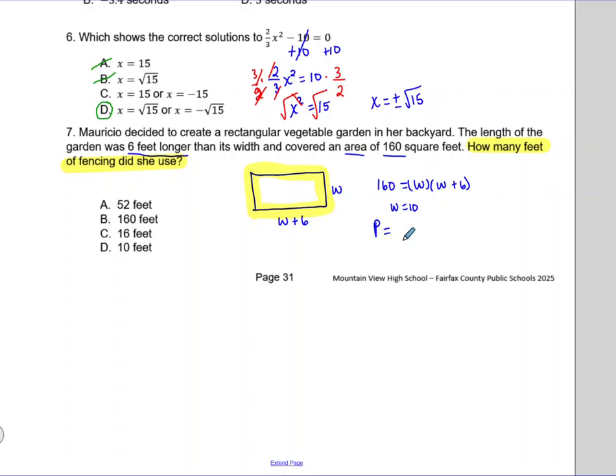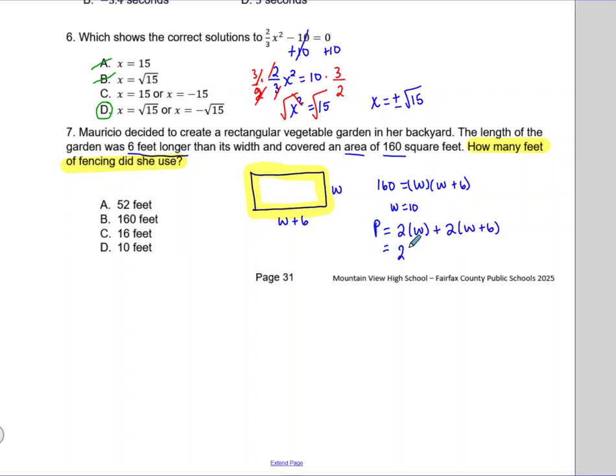So remember, the perimeter is 2 times your width plus 2 times your length, and remember your length is w plus 6. The w plus 6 came from this, 6 feet longer. Okay, so here's another formula here, but I'm not going to solve for w. I already know what w is. My w is 10. I'm trying to find what p is.